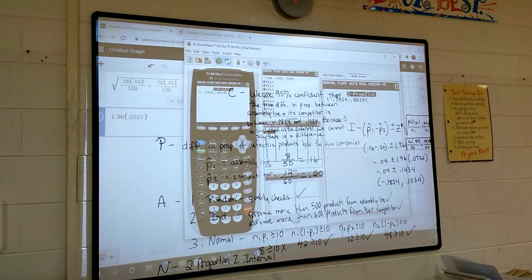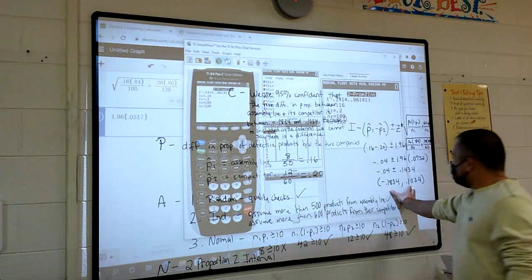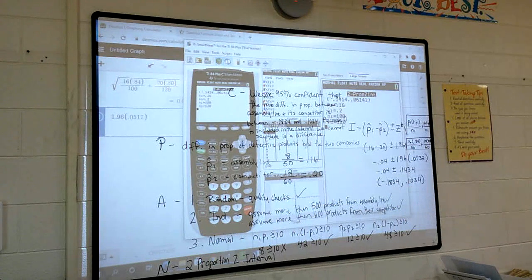So now our interval is negative 0.1414 to positive 0.0614. Again, it still goes from a negative to a positive, but look at how much smaller it is. We've cut off some of that. So we've made it a more accurate interval, and the way we did that was by increasing our sample size. So what they wanted you to learn from B and C was that there are 2 ways to make your margin of error more accurate and smaller.